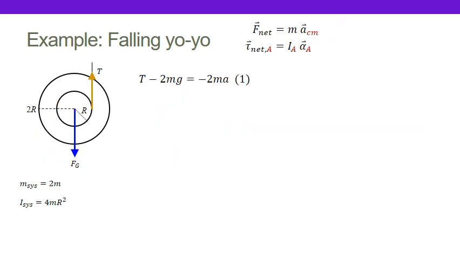So we have one equation from linear dynamics, but we still have two unknowns. There's the acceleration of our yo-yo that's unknown and the tension in our string that's unknown. So we haven't yet solved this system. We're going to need another equation.